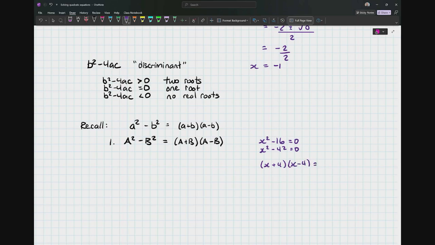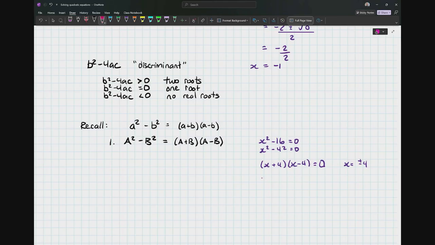And if that equals 0, we can use the zero product property to say that either x plus 4 equals 0, that gives us x equal to minus 4, or the other factor, x minus 4 equals 0, which would end up giving us a plus 4. So we can write that as x is equal to either plus or minus 4. And this is so useful, it's not even only used for quadratic equations.